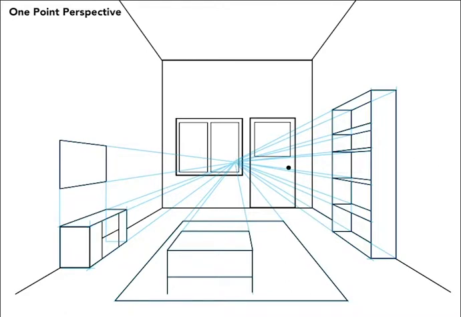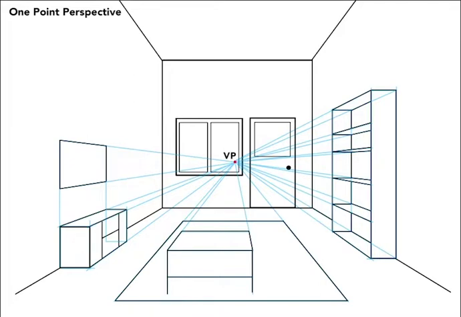So this point, we call it a vanishing point. So I'll indicate by having a red dot to indicate the convergence of all these lines, and we can call it vanishing point or VP. Now, so what is VP? So VP represents your point of view.